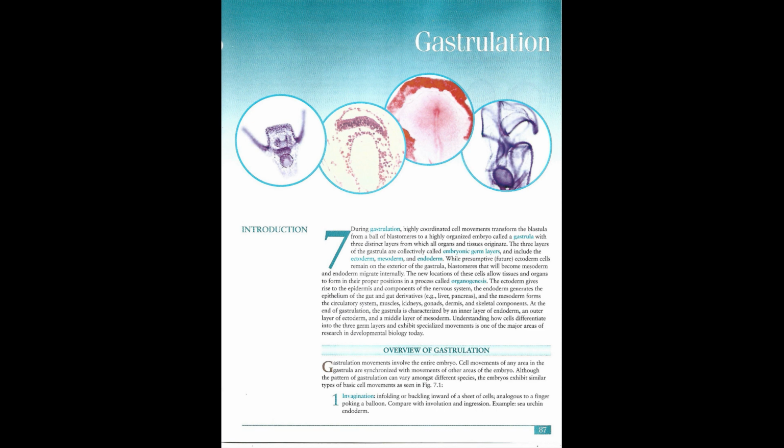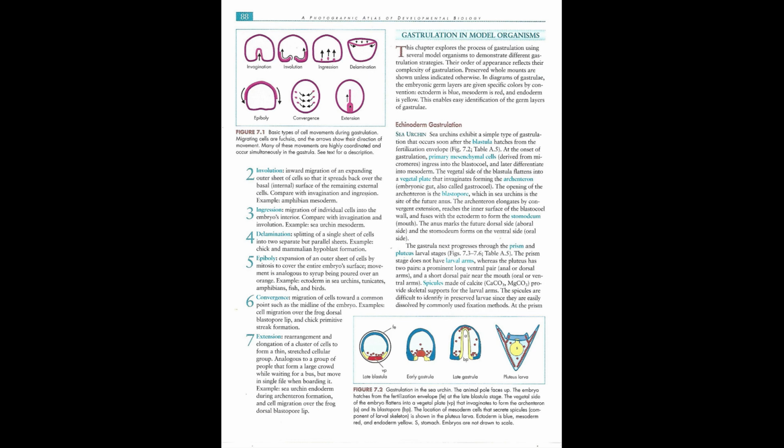Invagination: infolding or buckling inward of a sheet of cells, analogous to a finger poking a balloon. Compare with involution and ingression. Example, sea urchin endoderm. Involution: inward migration of an expanding outer sheet of cells so that it spreads back over the basal, internal, surface of the remaining external cells. Compare with invagination and ingression. Example, amphibian mesoderm. Ingression: migration of individual cells into the embryo's interior. Compare with invagination and involution.